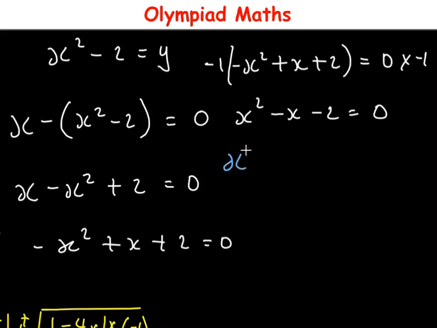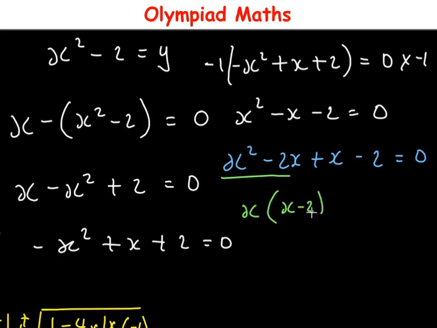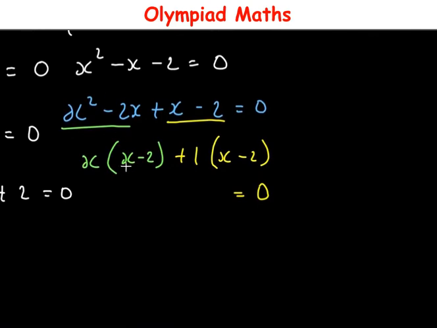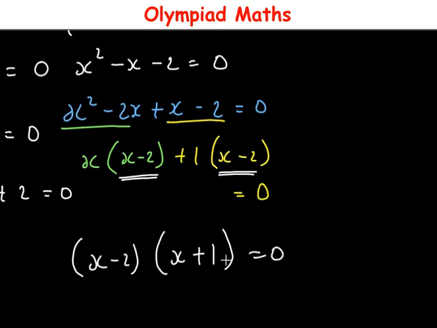So this becomes x squared minus 2x plus x minus 2, and this equals 0. So factorize out x from this. This becomes x into bracket x minus 2, and then factorize out plus 1 from here, plus 1 into bracket x minus 2, and this equals 0. So looking at this, we have a common factor, which is simply x minus 2. So factorize out x minus 2, we are left with x plus 1, and this equals 0.